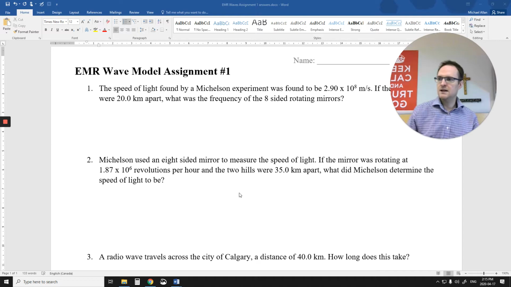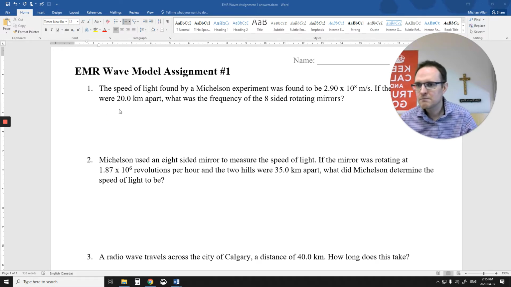Hey, physics. So we're going to go over this assignment number 1 for wave model. I think it's like assignment number 3 in total. The speed of light found by Michelson's experiment here is 2.9 times 10 to the 8. So not quite the proper speed of light, but that's the speed that he got.